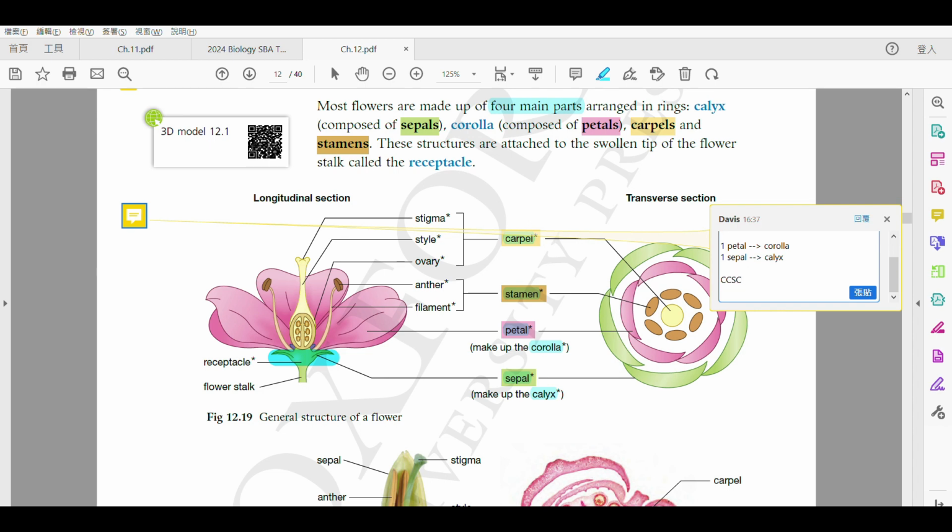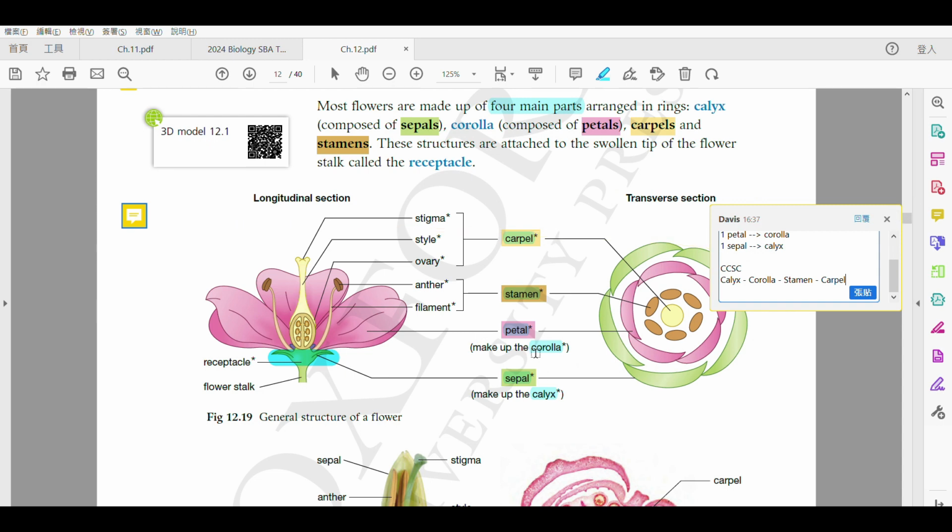I will usually remember this way: CCSC. What does it mean? If you are smart enough, you may be able to guess. The first C is the calyx, the next C is corolla, the next S is stamen, and the last C is carpel. Alright, that's all for now.